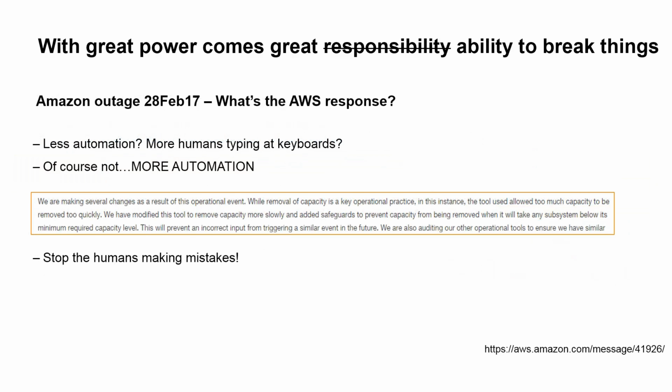So what do you think the response was to this problem? Do you think it was less automation, more humans typing at keyboards via CLIs? Of course not. It was to streamline those processes, and bring in more training and more automation. This is again from the statement: we are making several changes as a result of this operational event. Key point here: we have modified this tool to remove capacity more slowly and added safeguards. So there's more process and more safeguards around their automation to make sure this doesn't happen again. They're essentially stopping humans making the same mistake in the future. It's not less automation that we need, it's more automation.